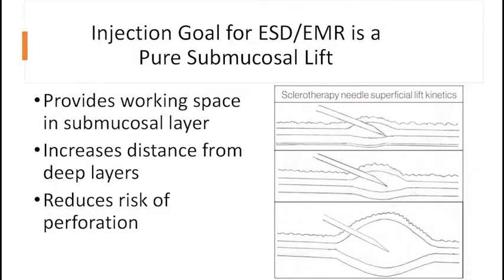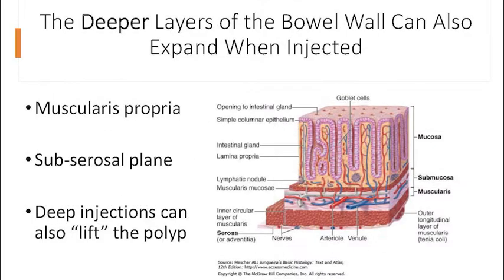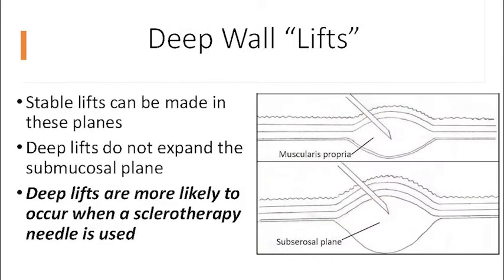For ESD and EMR, the goal of injection is to establish a submucosal lift which expands the layer the dissection will take place in, while also increasing the distance to the serosa, which reduces the chances of perforation. If the deeper layers of the bowel wall, namely the muscularis propria and the subserosal plane, are injected, they too can expand and will lift the mucosal polyp. Stable deep lifts can be made and can be confused with a superficial lift. Since deep injections don't expand the submucosal dissection plane, if ESD or EMR is attempted with a deep lift, it will be very hard to find and stay in the correct plane.